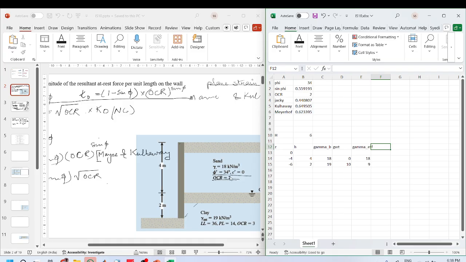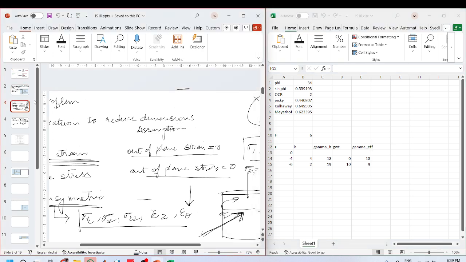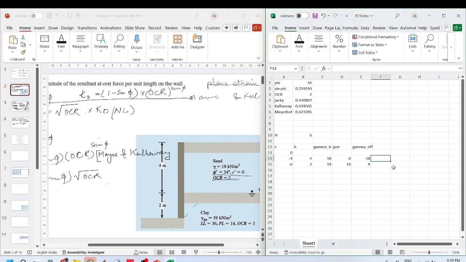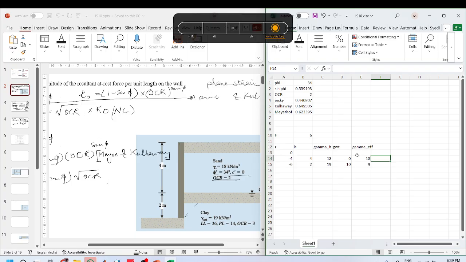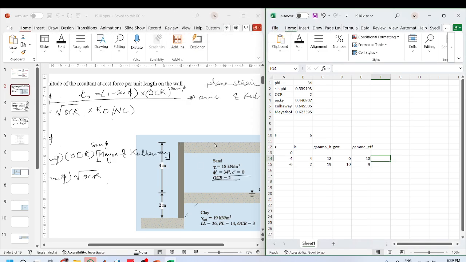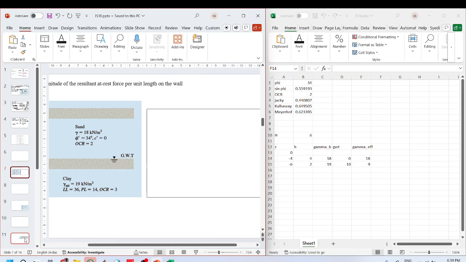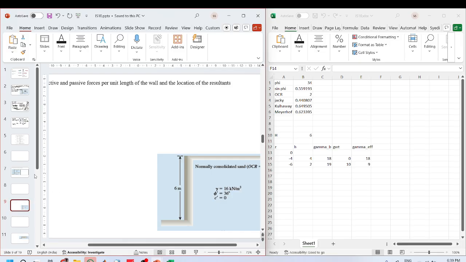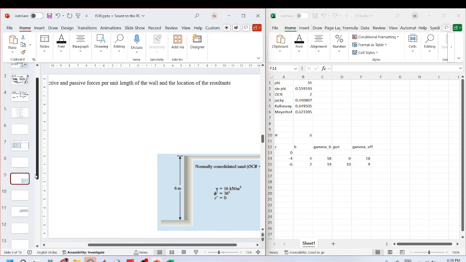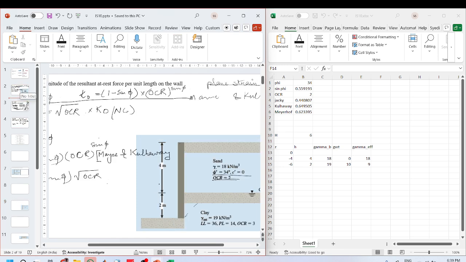And then C is 0. H times gamma W. So we will have, I'm writing it like this because when we move further, if we have too many layers, or if we have to work on a cantilever retaining wall, then there is a lot of bookkeeping, and it's good to store the data like this.